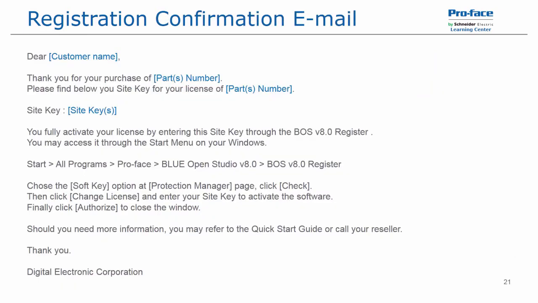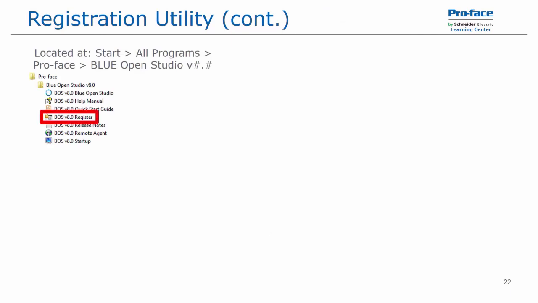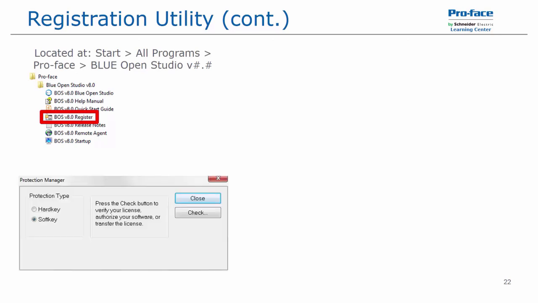You will receive a registration confirmation email like this. It will give you your customer name, verify the part numbers, and then provide you with your site keys. Then it gives you some additional information on how to register the software. Once you receive that information back, we will then go back into the ProFace program group under Blue Open Studio, and then once again open the register.